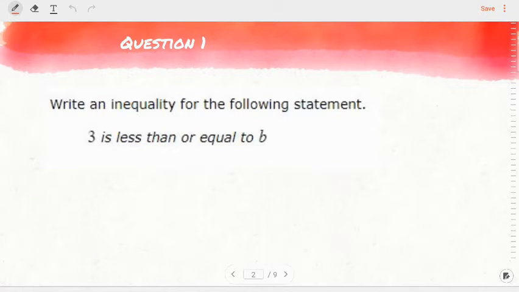All right, question number 1 says, write an inequality for the following statement. On question number 1 or anything like it, I'm just going to translate. So it says 3, so I'm going to write down a 3 is less than or equal to B. Since it says less than, I'm going to make the smaller side come first, or equal to B. And that's it.